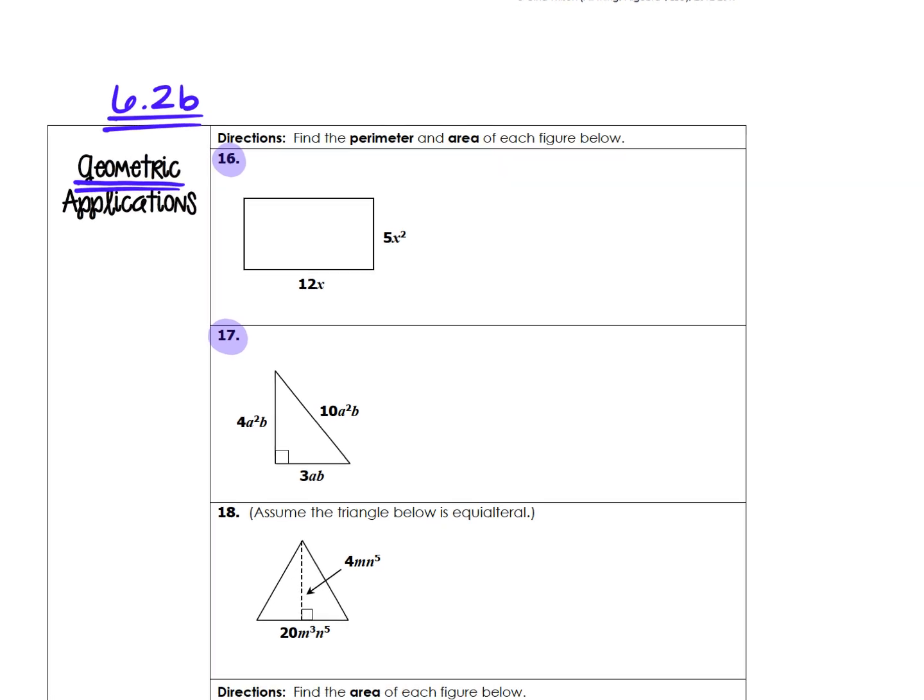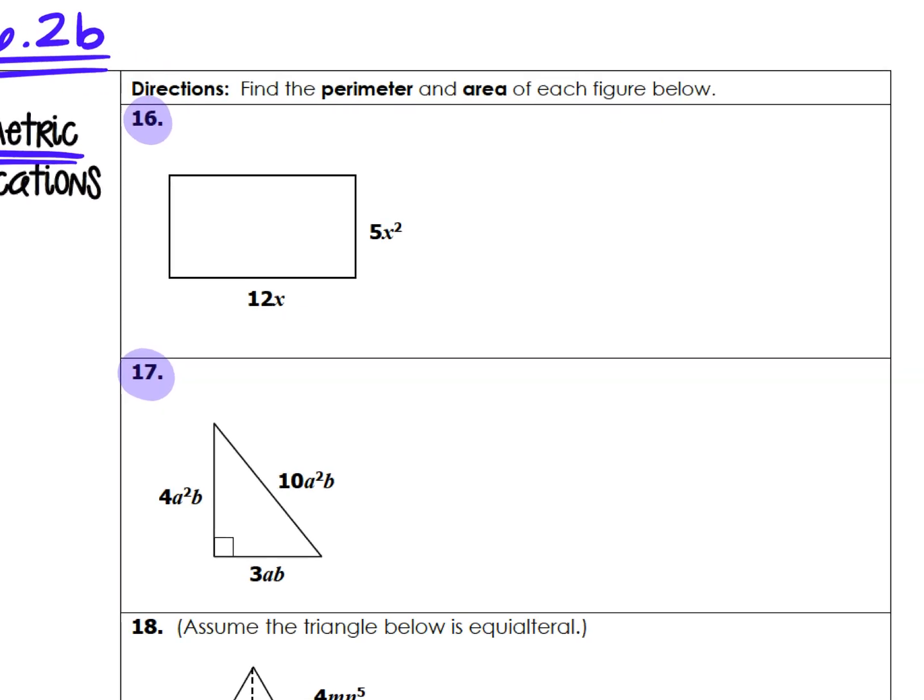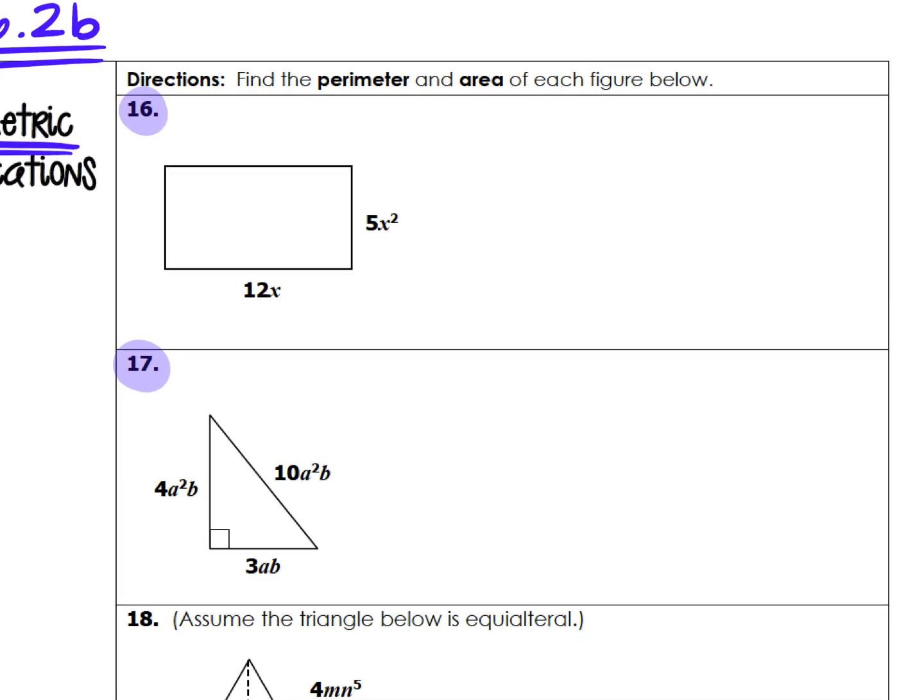So first thing we're gonna do is this number 16 here. This is the second page of your 6-2 notes. So you just pick up where we left off. It says find the perimeter and area of each figure. So first of all, we need a formula. Perimeter of a rectangle is 2 times the length plus 2 times the width, okay?